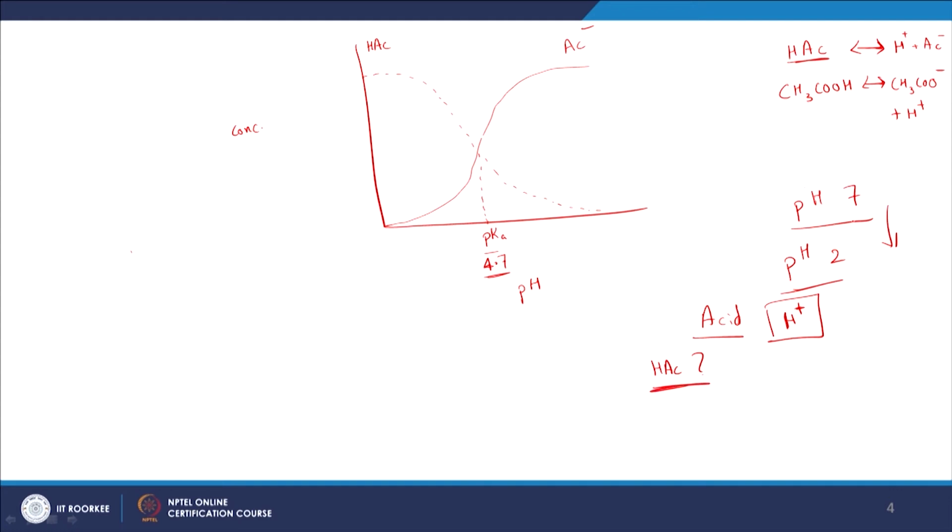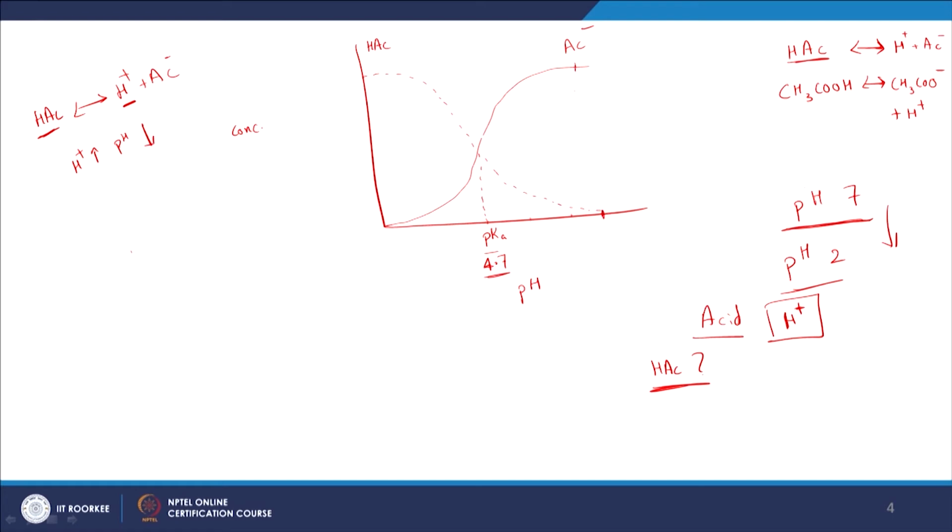What happens to acetic acid as I add it to a solution at pH 7? The pH is around 7 here, somewhere above 4.7, let us say 5.7, 6.7. At pH 7, the HAC that you add to your solution will dissociate into H plus and AC minus, so at pH 7 acetic acid is going to donate the proton, right. But as you keep adding H plus, what is going to happen to the pH? The pH is going to decrease.